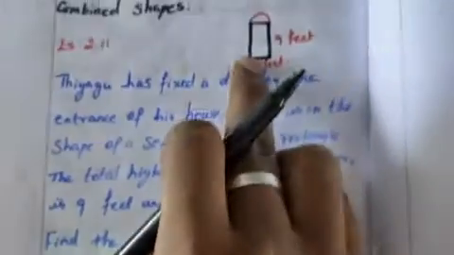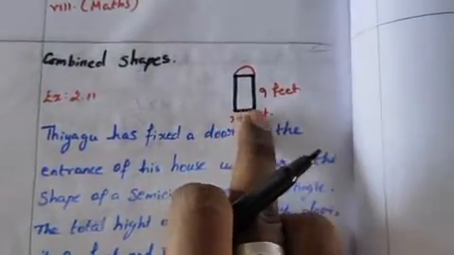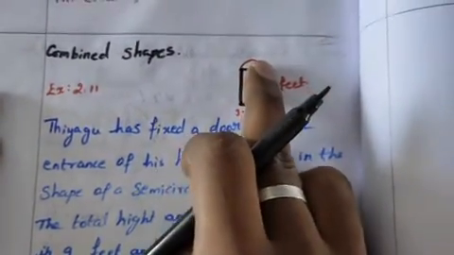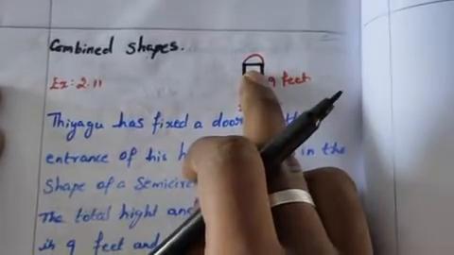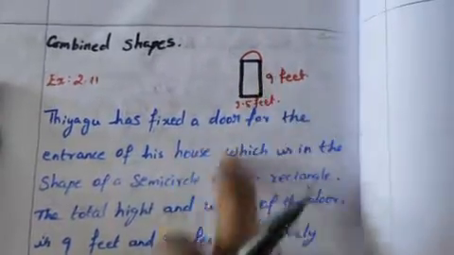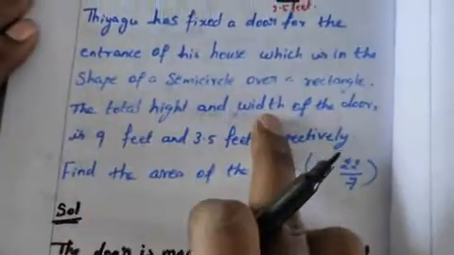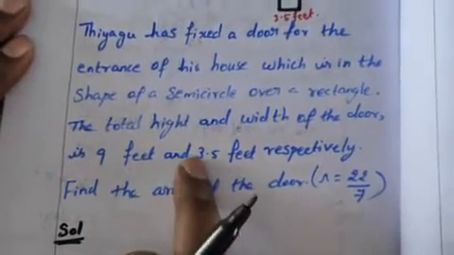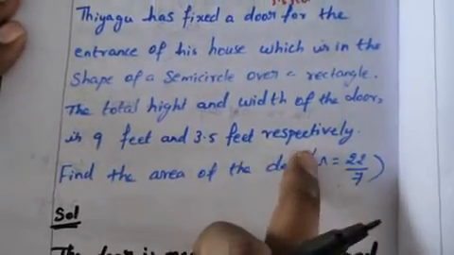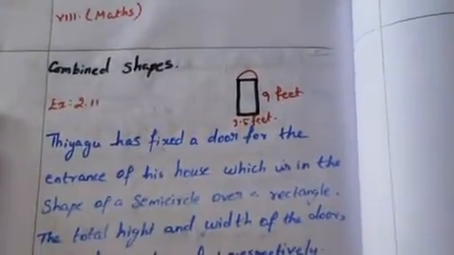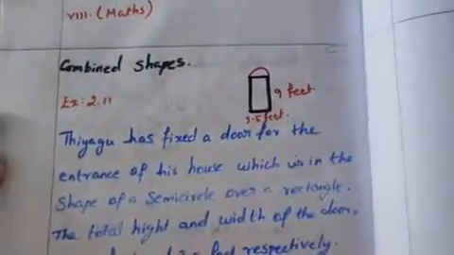First we have to look at the picture given here. The door is in the shape of a rectangle and a semicircle, so it is a combined shape. In the combined shape, there is a rectangle shape and a semicircle shape. Look at what is given here. The total height and width of the door is 9 feet and 3.5 feet respectively. They asked us to find the area of the door. So we need the area of the rectangle and the area of the semicircle.